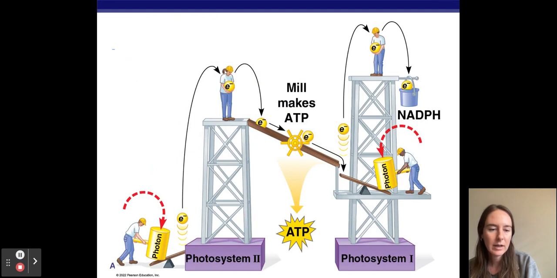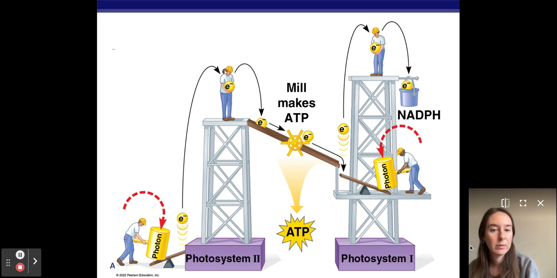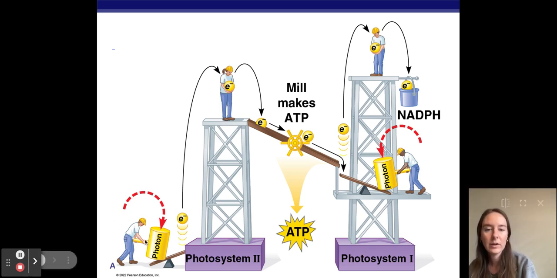Now, here's a little model that we can use to understand how energy is moving around in the light-dependent reactions. I remember when I first learned this in AP Bio, this picture was quite confusing to me. But I'm going to explain it to you and see if you can understand what's going on. Basically, this picture is trying to show you how energy is being moved around and how electrons are being passed. So, where does all the energy come from to make all these electrons move around?